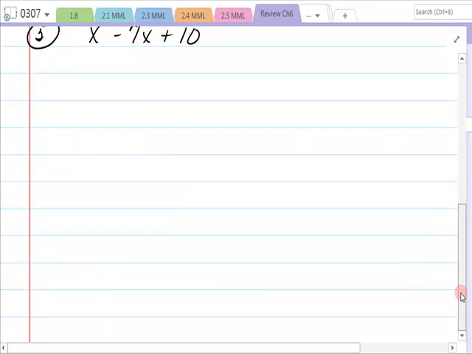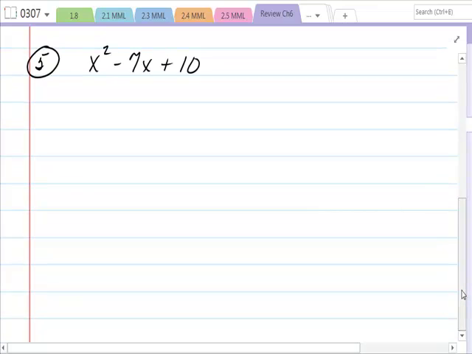Is there a common factor? No. Okay, but how many terms? 3, trinomial, trial and error. So here we go with the parentheses. This seems to be the third one that's been like this. The last sign is positive. What are the 2 signs? Both negative. X and X.